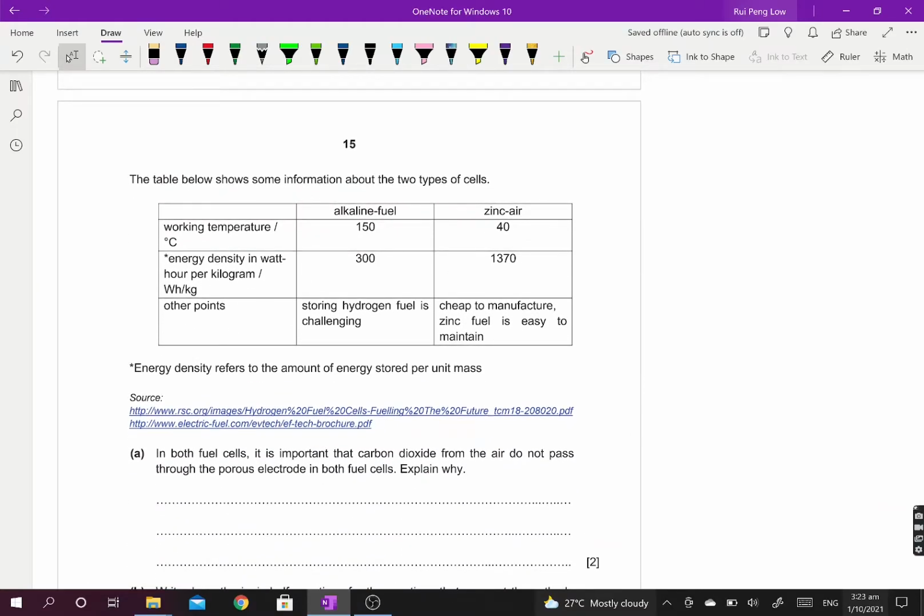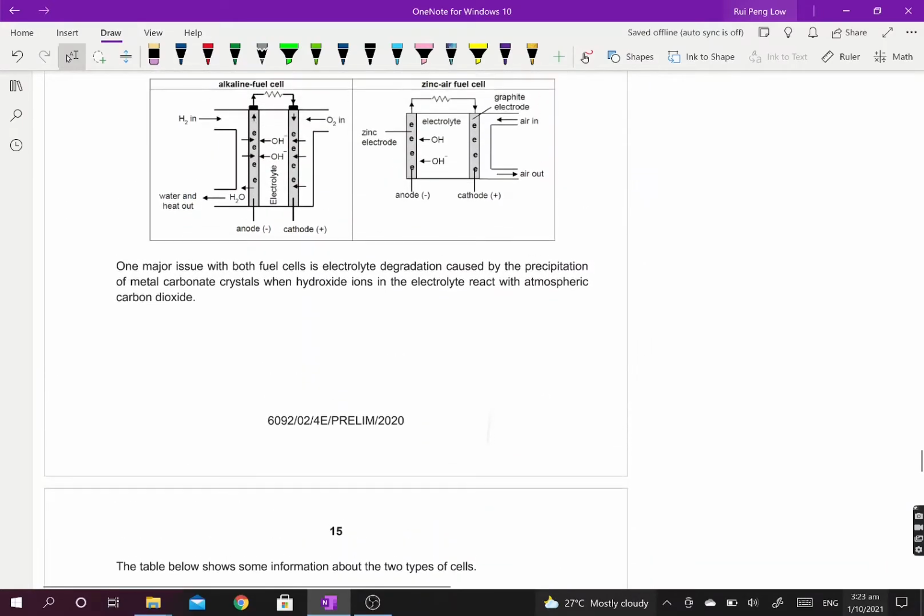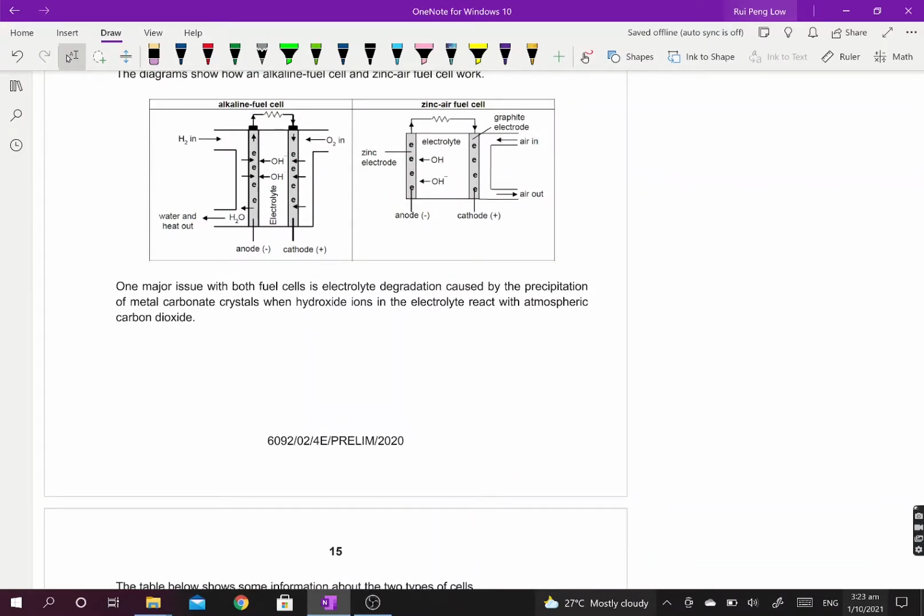In both fuel cells, it is important that carbon dioxide from the air does not pass through the porous electrode. Explain why. So, as I mentioned, the paragraph will tell you. They already said it here.